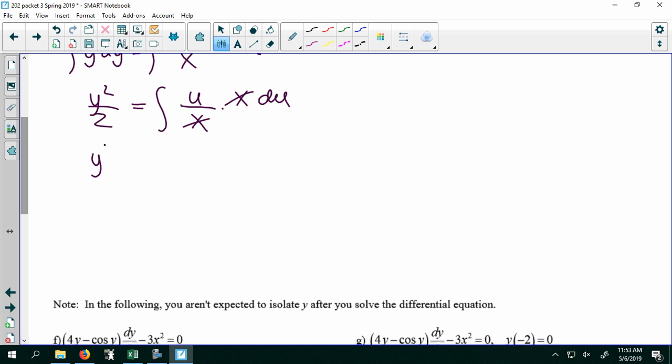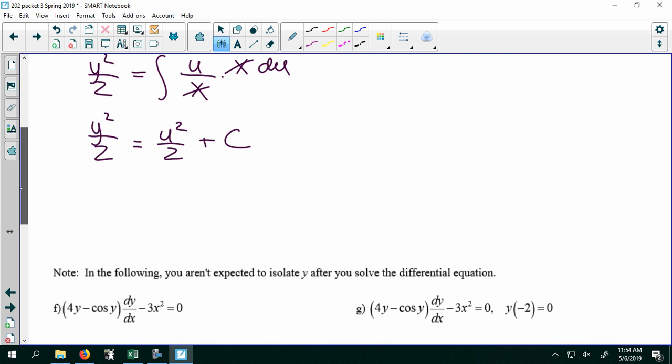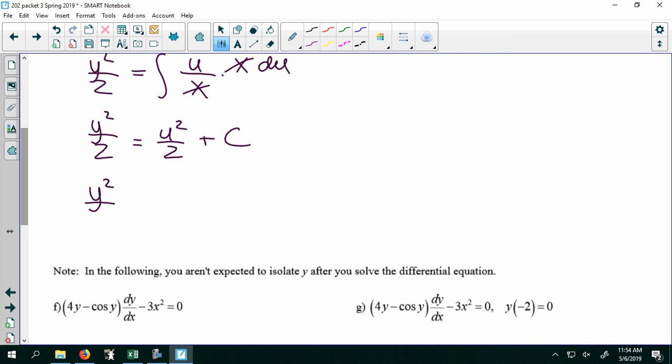So I have y squared over 2 is equal to the integral of u du, and the antiderivative of u is u squared over 2 plus c. And then replace the u with what we let it equal up here, which was ln x. So y squared over 2 equals the ln of x squared over 2 plus c.